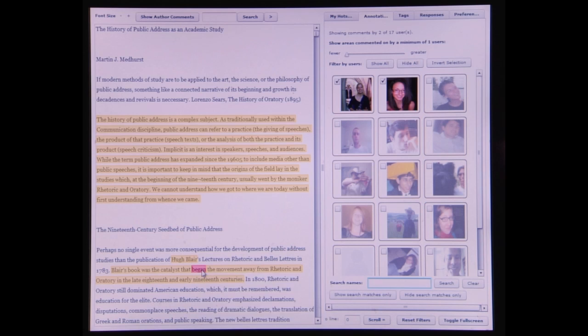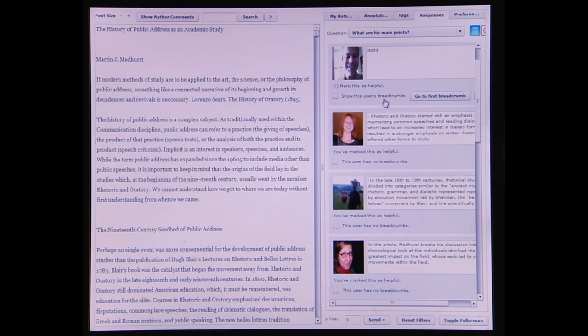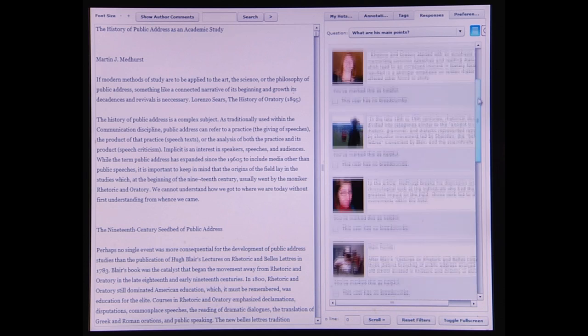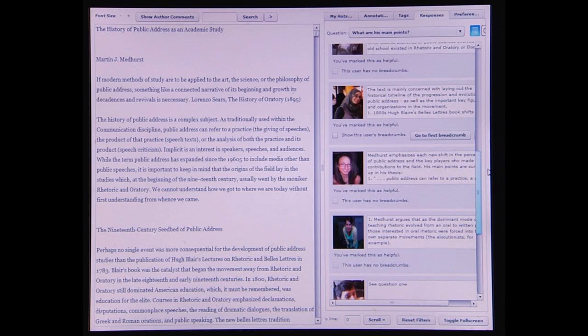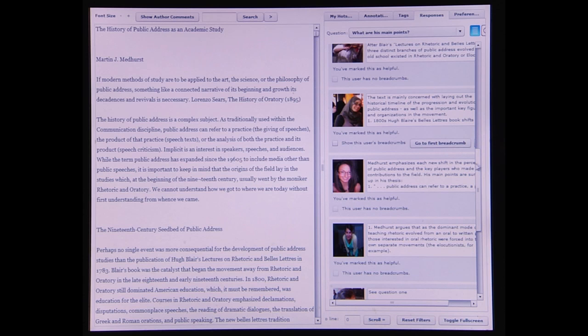In Salon, we can deal with a large text because I can put questions in, like what are the author's main points beforehand, and students are making their annotations before class. So in a sense, students don't have to figure out, and I as the teacher don't have to figure out what the discussion needs to be, because the discussion, in a very important sense, has been pre-built.